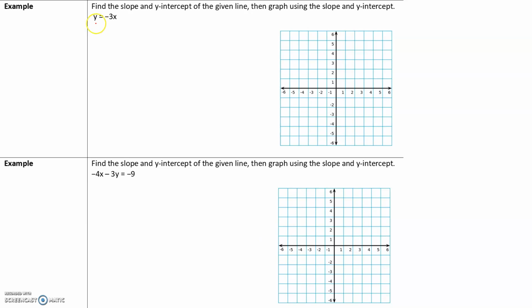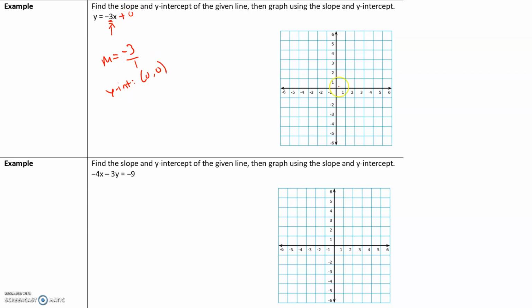So the y is by itself, which is great. This tells you that the coefficient of x is our slope. And since we don't have a denominator, I'll write this as -3 over 1. Notice we don't have a y-intercept. So in that case, our y-intercept will be 0. And remember, to get the y-intercept, we set x equal to 0. So our y-intercept will be 0, 0.